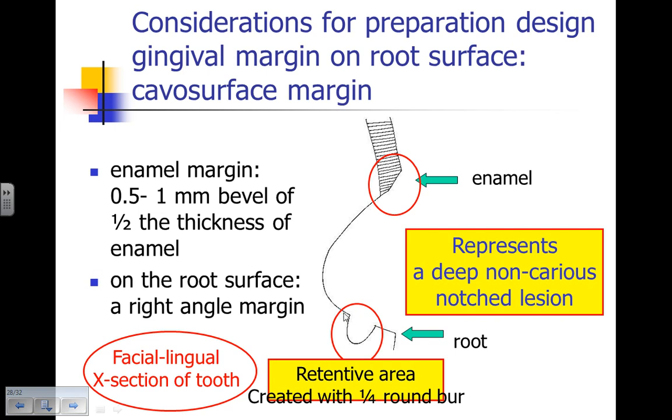to the placement of a notch, a retentive area created with a quarter round bur. Keep in mind in these abfracted lesions, these teeth that have abfraction, that these teeth are flexing and the composite, or glass ionomer, may in fact pop out, and this cervical retentive area helps in their retention.